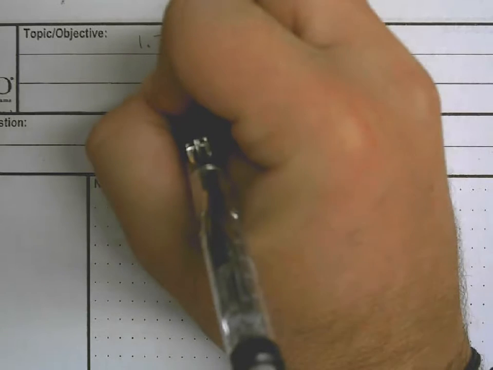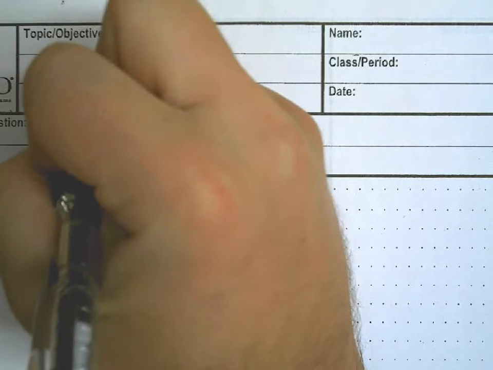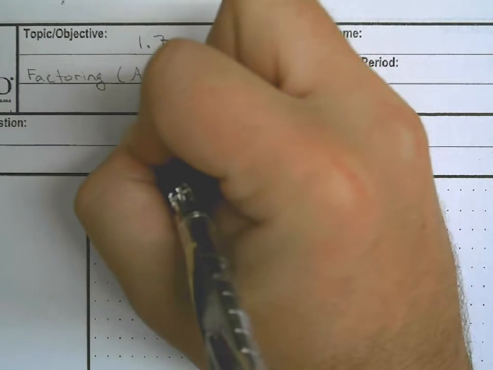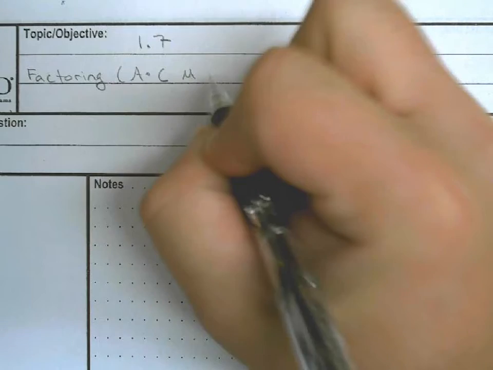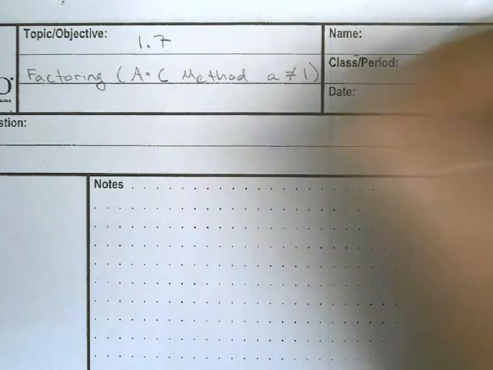In this video, we'll be looking at lesson 1.7, factoring, and we'll be using the AC method for when A does not equal 1.